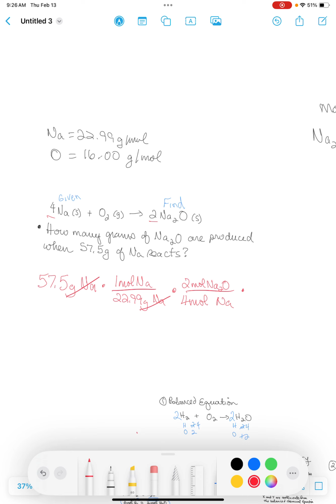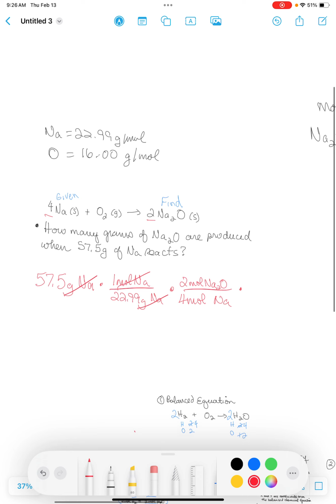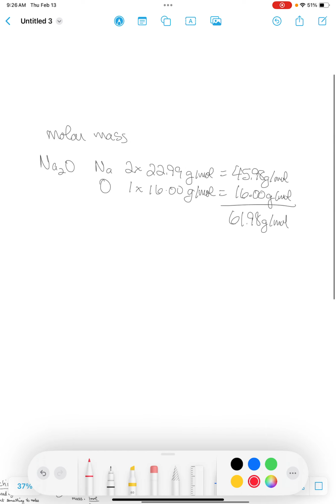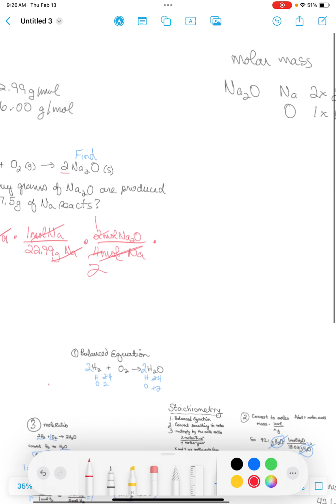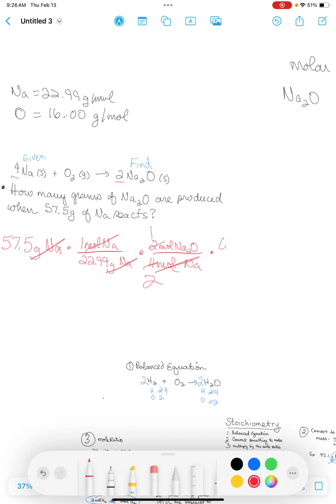And then I need the molar mass of Na2O. My moles of Na just canceled. My 2 and my 4 will reduce. The molar mass of Na2O: there are 2 Nas, each 22.99, so 45.98 for the Na. 1 atom of oxygen times 16.00 grams per mole for oxygen. 45.98 plus 16 is 61.98. I'll plug that in right here, and we'll do the math.